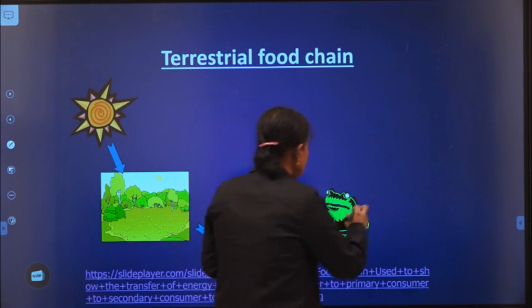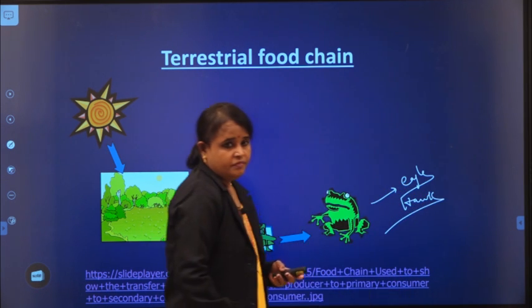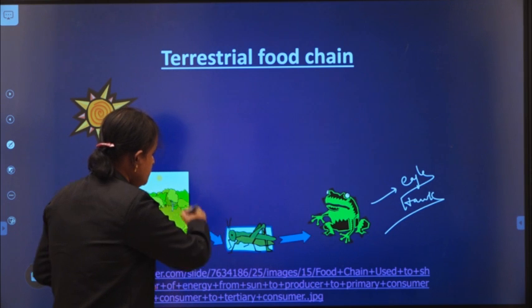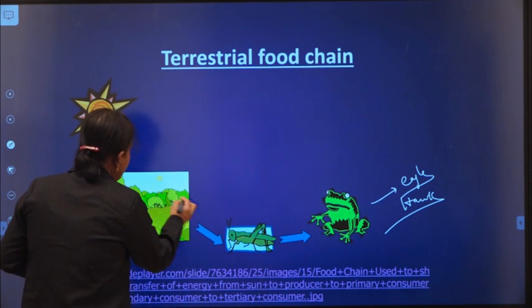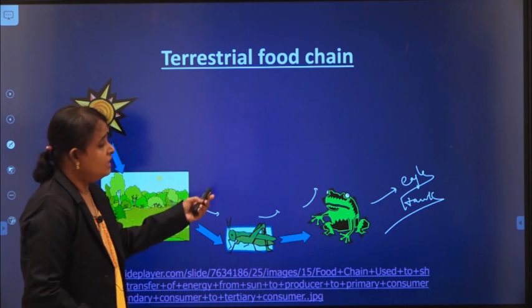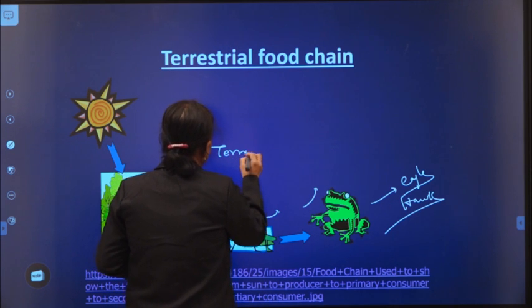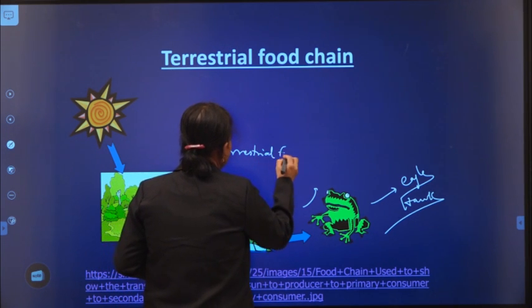Finally, from the frog to the eagle or hawk, we can say. Okay, so like this the energy transfers from plants to other organisms in serial order. That is food chain. This is an example of a food chain on land, which we call a terrestrial food chain.